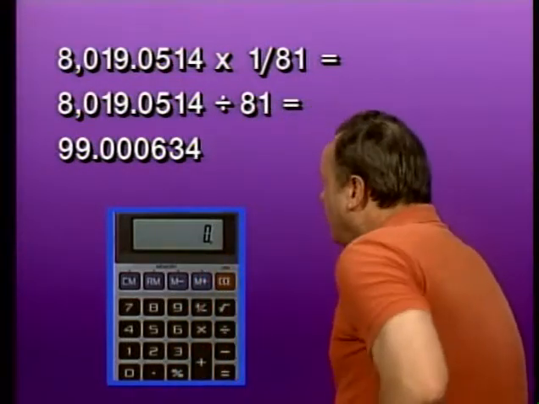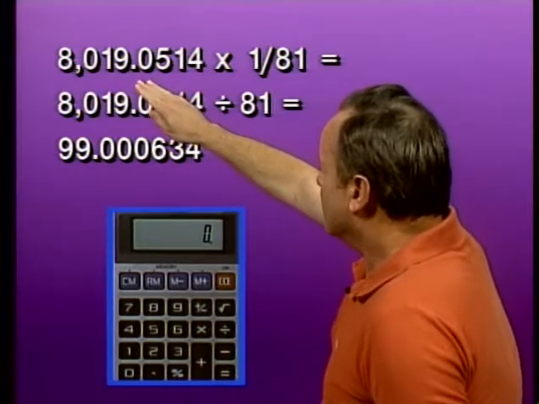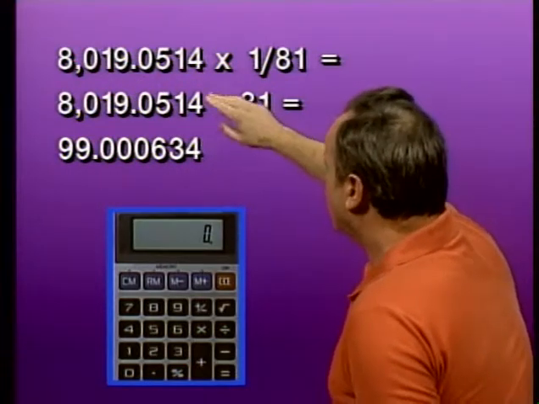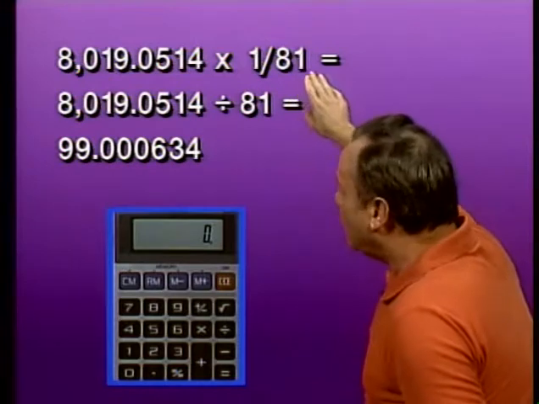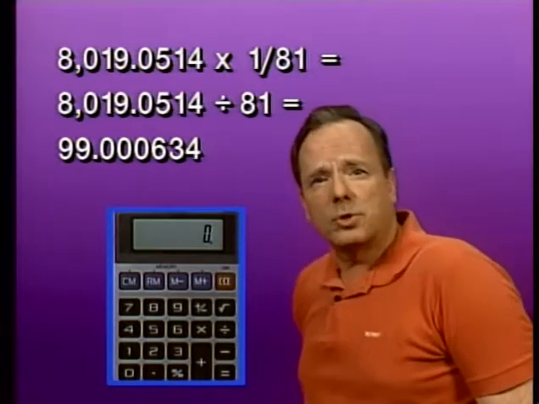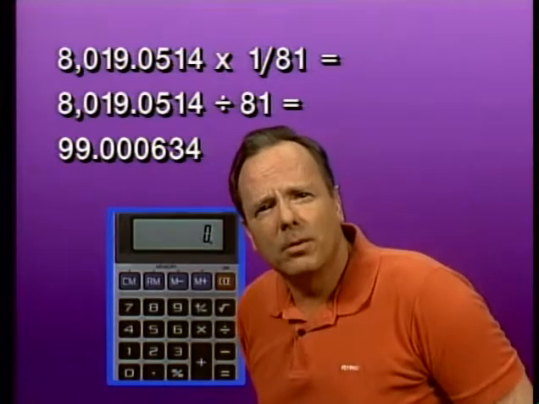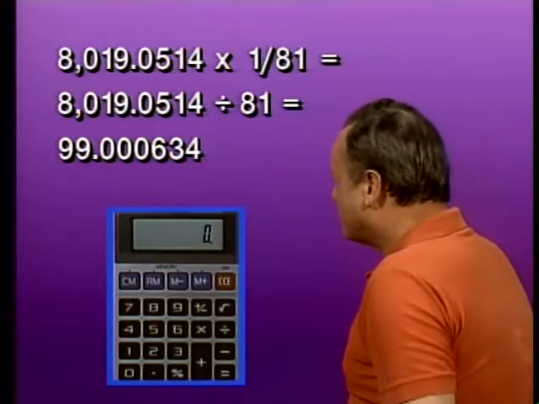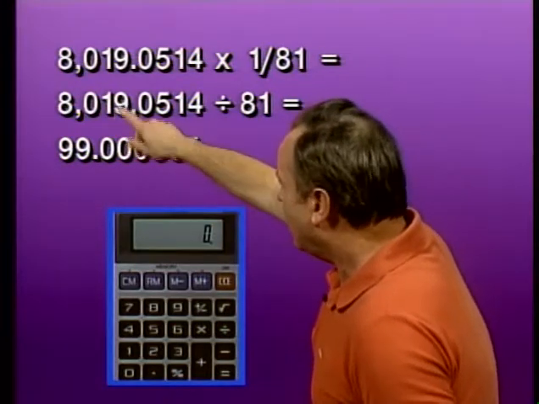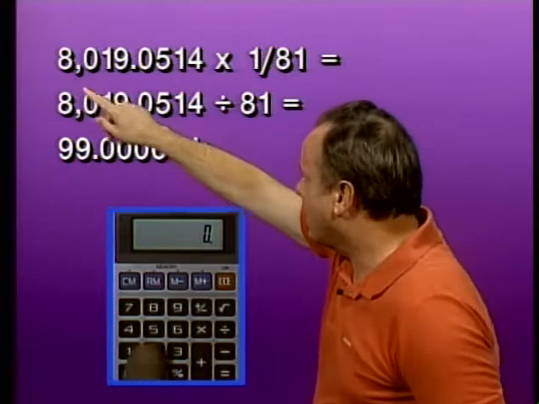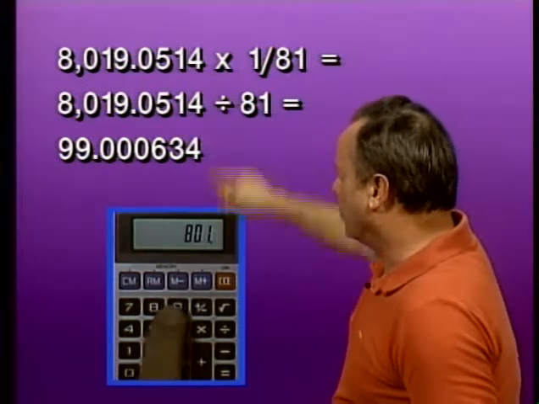Now let's take a look at a question they're going to ask you about square roots. They're going to say, take the number 8,019.0514, multiply it times 1 divided by 81, and that is equal to the square root of what number? Well, to solve this problem, the first thing we have to do is do what they tell you to do. Take this number and enter it into the calculator. It's 8,019.0514.